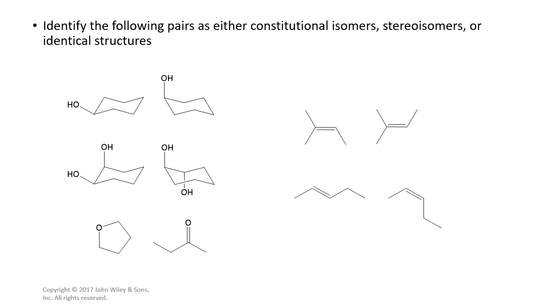We're going to look at the relationship between different molecules and try to classify them as either constitutional isomers, stereoisomers, or identical structures. So in our first example, let's call it A, we have two cyclohexane rings, both with alcohols attached. And we can see that the alcohol is on the top face of the ring. So these molecules both have the same formula, connectivity, and spatial arrangement. These are identical.